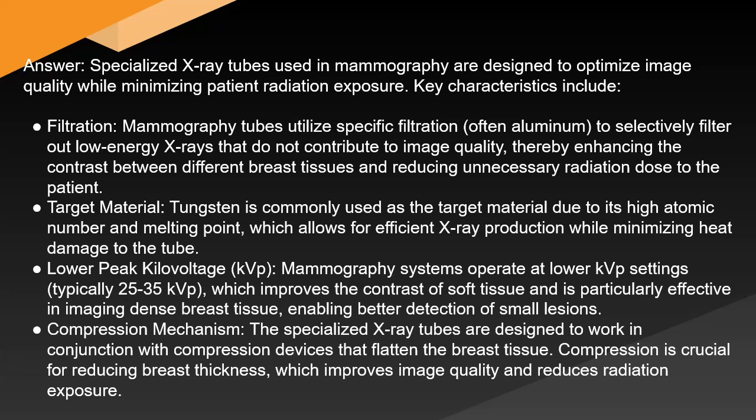Low peak kilovoltage (kVp). Mammography systems operate at lower kVp settings, typically 25 to 35 kVp, which improves the contrast of soft tissue and is particularly effective in imaging dense breast tissue, enabling better detection of small lesions. Compression mechanism. The specialized X-ray tubes are designed to work in conjunction with compression devices that flatten the breast tissue. Compression is crucial for reducing breast thickness, which improves image quality and reduces radiation exposure.